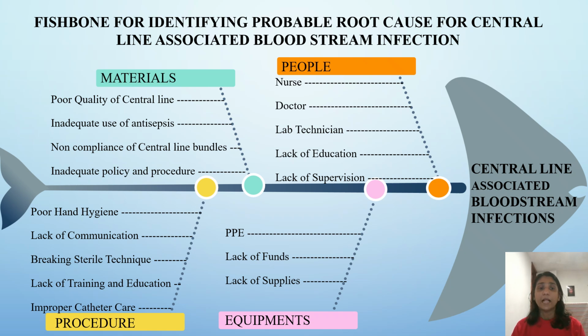Now let us move to the materials. Here, poor quality of central line materials we can get from the market. Second one, inadequate use of antisepsis such as chlorhexidine. Non-compliance with central line bundles in some ICUs, they don't follow care bundles. And inadequate policy and procedure.